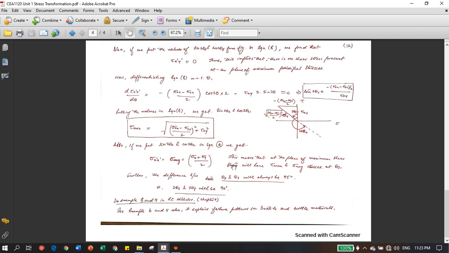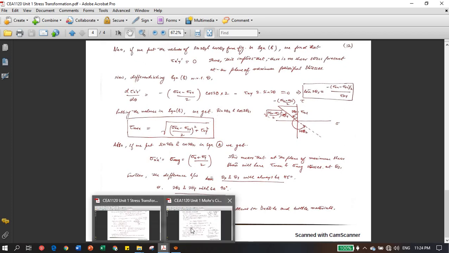Also there is one identity: the difference between theta p and theta s will always be 45 degrees, or 2 theta s and 2 theta p will always differ by 90 degrees, so you can check your values after the calculation. How does it come about? Just multiply tan 2 theta p by tan 2 theta s, and you will get -1. So that is how we can check, and this is the identity. Just go through the examples over here, and we'll meet in the next lecture.